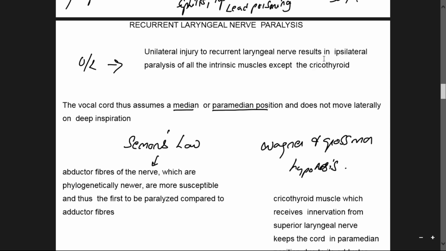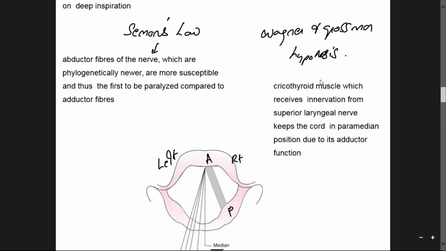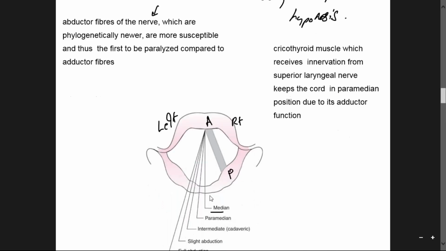Cricothyroid is an adductor. Remember that in the earlier class I told you cricothyroid is an adductor, right? So cricothyroid is an adductor. If you know that, what happens to the vocal cords now?